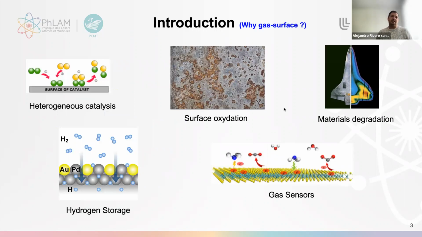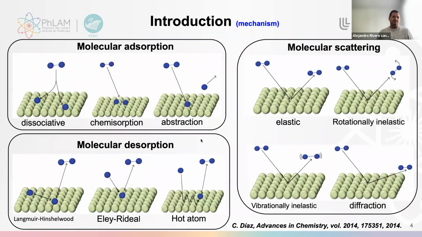So why is it important to study gas-surface interaction? Because it is present in several applications in our life. For example, to understand heterogeneous catalysis, which is very important for industrial processes, surface oxidation by the interaction of O2 molecules with different kinds of surfaces, and material degradation that happens when a spaceship goes through the atmosphere and interacts with the gases present there. Also, for example, to improve the mechanisms for hydrogen storage, and for the detection of contaminant gas in the atmosphere.